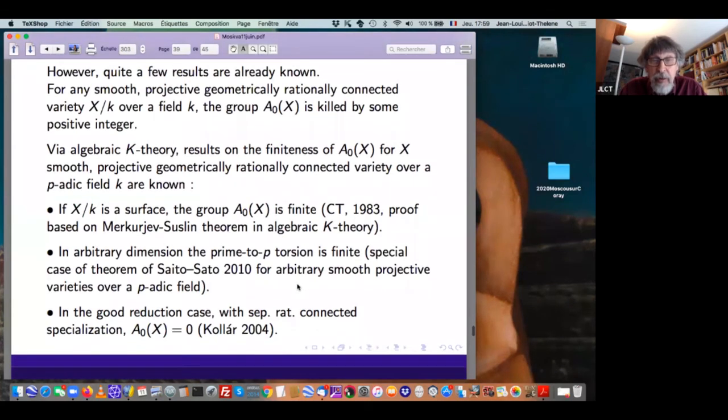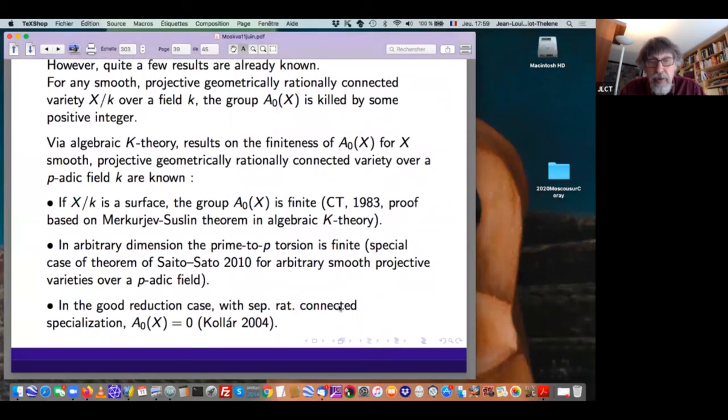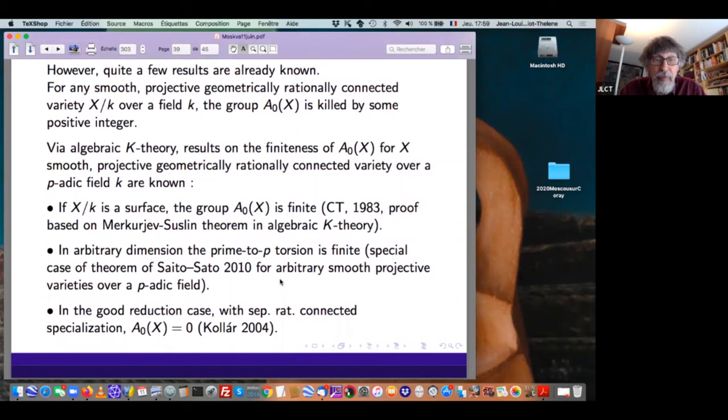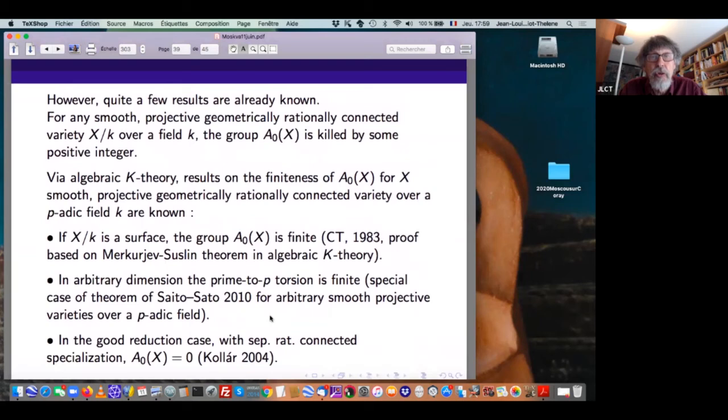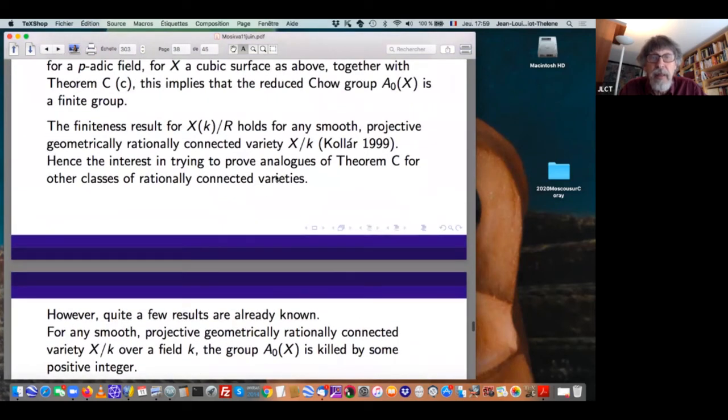The proof is based on the Merkurjev-Suslin theorem and algebraic K-theory. In arbitrary dimension, for rationally connected varieties over a p-adic field, the prime-to-p torsion of this group is finite. That's a special case of a theorem of Saito and Sato for arbitrary smooth projective varieties over a p-adic field, so not necessarily rationally connected. And finally, in the good reduction case, with similar rationally connected specialization, the group A0(X) is 0. This is a theorem of Kollár in 2004. So the part which is left open for this problem is the p-torsion part for rationally connected varieties, which could possibly be handled if we knew the analog of theorem C for this.